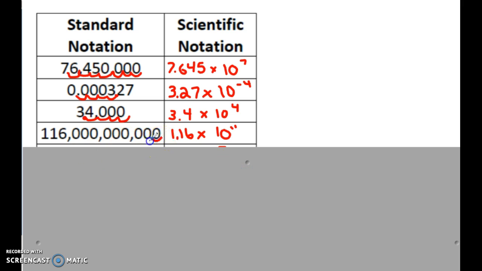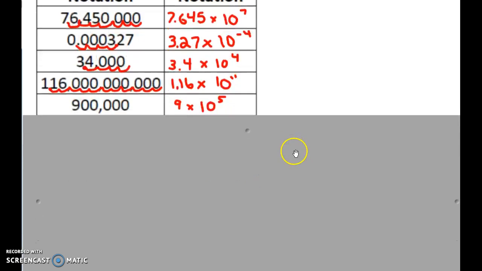Another large number, you had to move this decimal point 11 spots to get it to where you wanted it to be between those ones, so 1.16 times 10 to the 11th. And then this last one in this column, you had to move your decimal point 5 places. So you have 9 times 10 to the 5th. Again, large number, positive exponent.